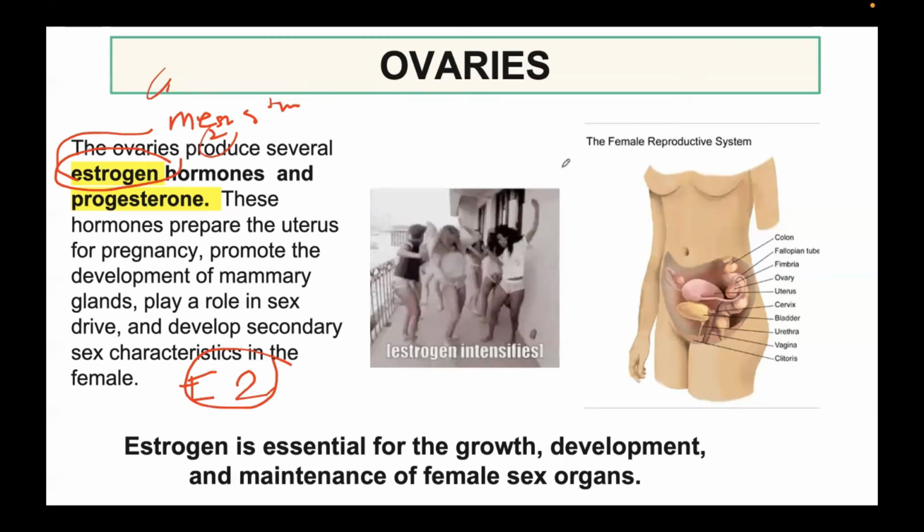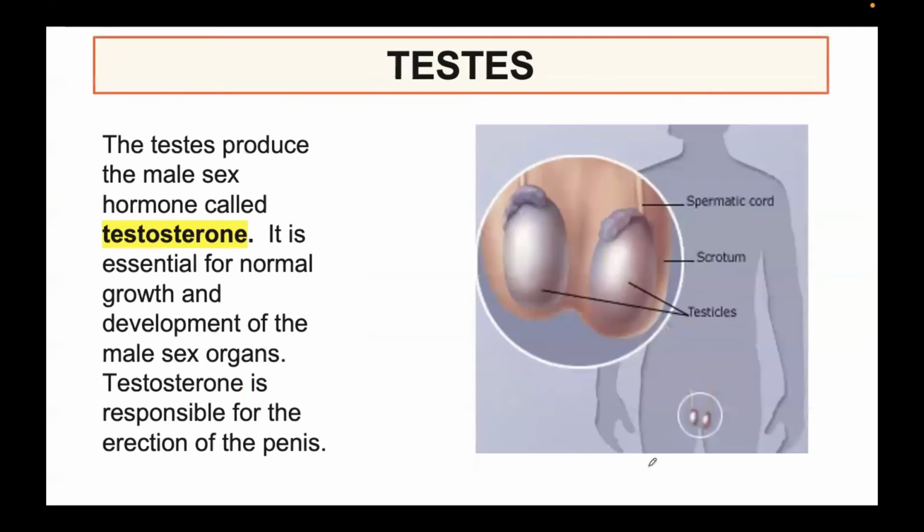So for the ovary, we have the estrogen that is mainly responsible for the regulation of menstrual cycle and maintenance of the pregnancy. Meanwhile, your progesterone, okay, your progesterone is the preparation of uterus for ovum implantation and then the maintenance of the pregnancy. Okay. So again, your estrogen is essential for the growth, development, and maintenance of female sex organs.